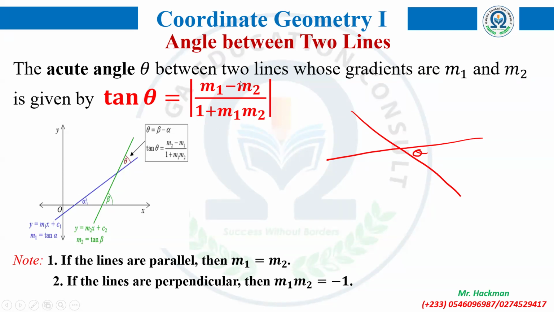Can you see that? Hello, can you see that? Because we said whose gradients are m1, m2. So the m1, m2 that we see here are our usual gradients. Take note, if the lines are parallel, we know that m1 will be equal to what? m2. So if m1 is equal to m2, what will be your numerator? 0, is that not it?